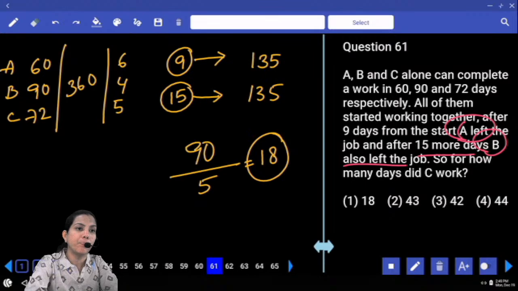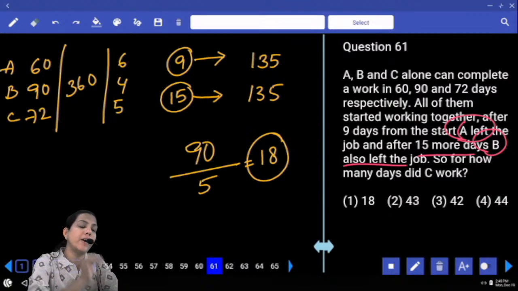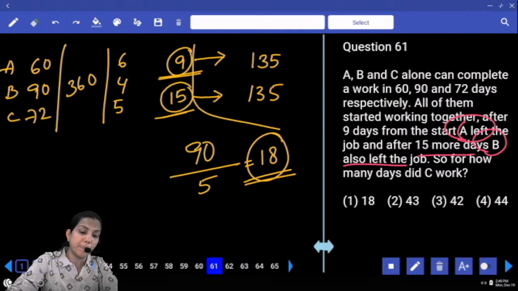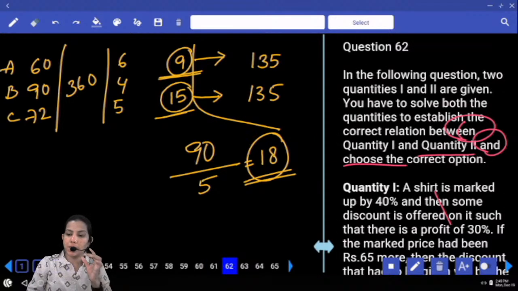Read the question once. For how many days did C work? For how many days did C complete the remaining work? We are talking about how much C worked. 9 days, is C in the work or not? 15, is C in the work or not? Here 18, C is in the work, right? Then what is my answer? 9 plus 15 plus 18. That is your answer. Understood? So answer is equal to 42. 42 is the third option. Next question number 62.